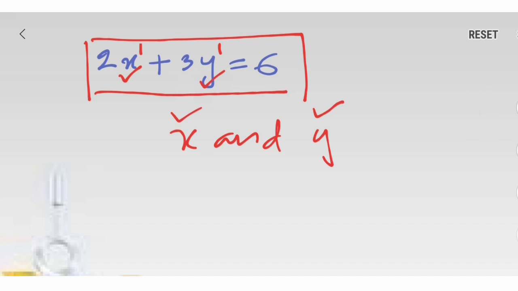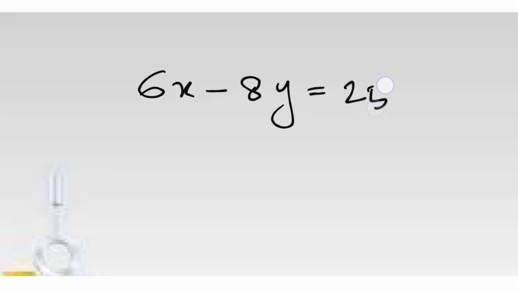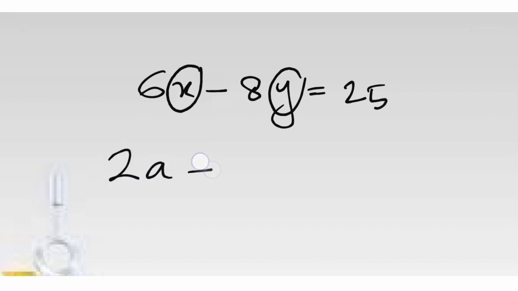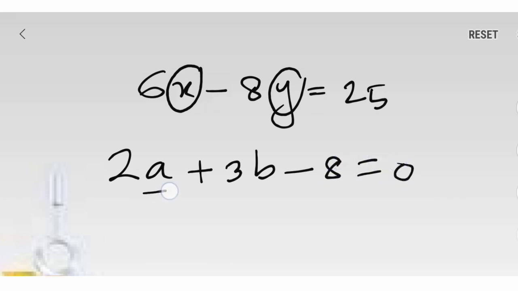Another example, 6x minus 8y equal to 25. Here we have two variables x and y, so it is a linear equation in two variables. Another example, 2a plus 3b minus 8 equal to 0. Here the variables are a and b.